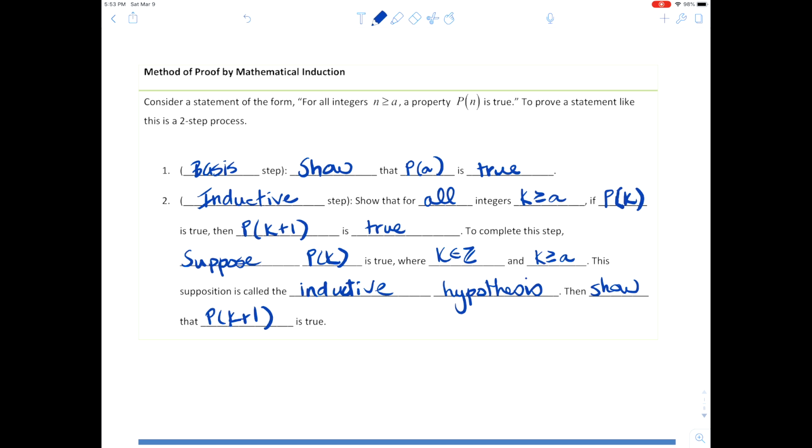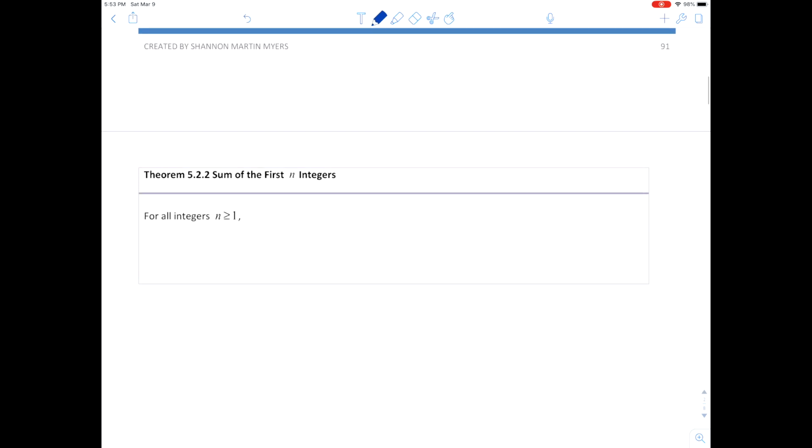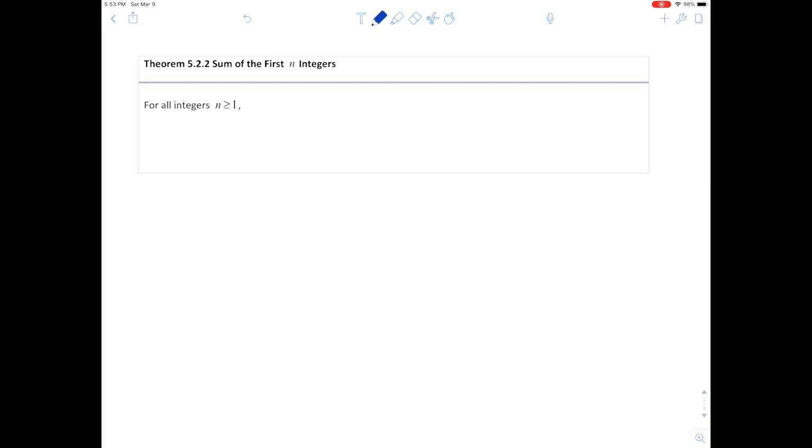So really with mathematical induction, the goal is to stay organized, all right? So let's take a look at this theorem here. The sum of the first n integers. For all integers n greater than or equal to 1, it turns out that 1 plus 2 plus 3 plus ... plus n is equal to n times n plus 1 all over 2.